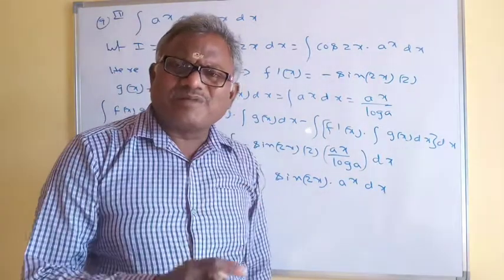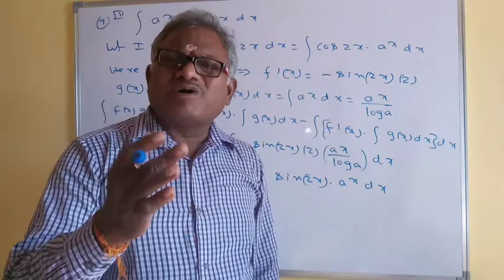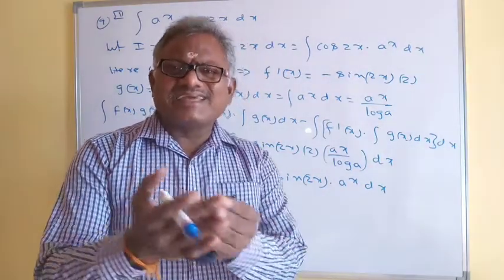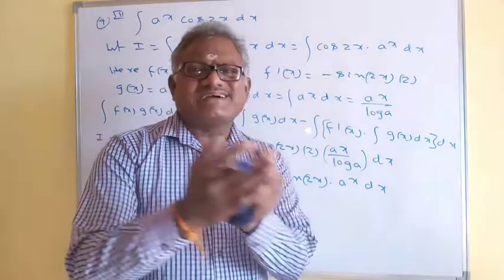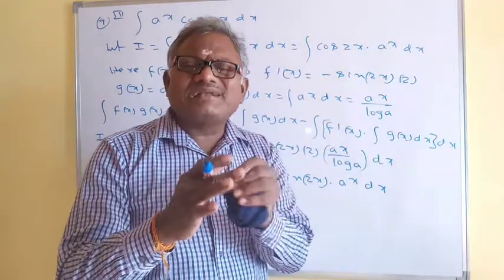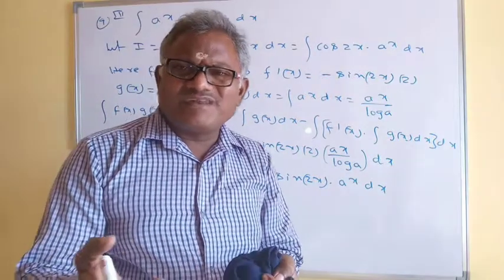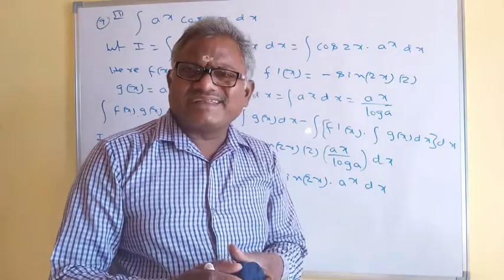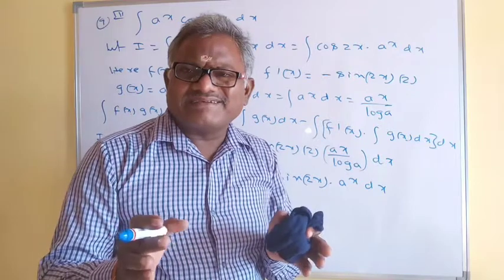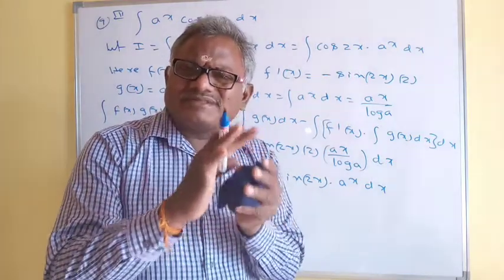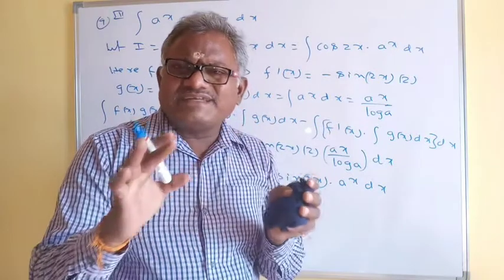This is a similar problem, the same model as e power x into sin x, or e power ax into sin bx, or e power x into cos bx. Same problem, but in place of e power x, a power x is there. Don't worry about this one, no need to worry. This is a similar model, similar problem, and there is no deviation in this one.